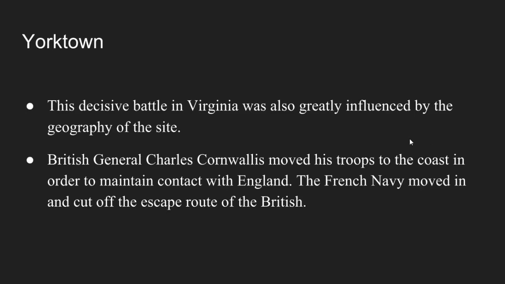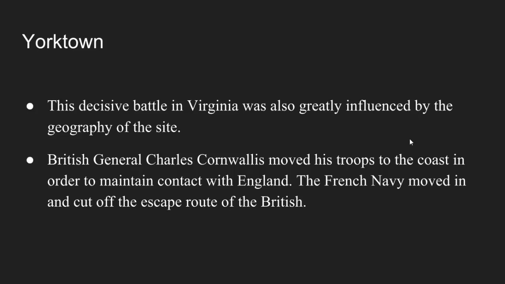The final battle that we're going to take a look at is the Battle of Yorktown. This is the final battle, and it takes place in Virginia. It was greatly influenced by the geography for sure on Yorktown. British General Charles Cornwallis had moved his troops to the coast in order to be in close contact with England. The French Navy, however, unbeknownst to Cornwallis, moved in and cut off the escape route of the British.